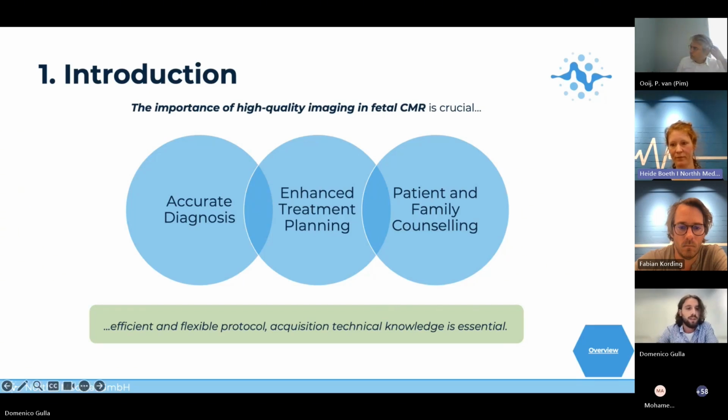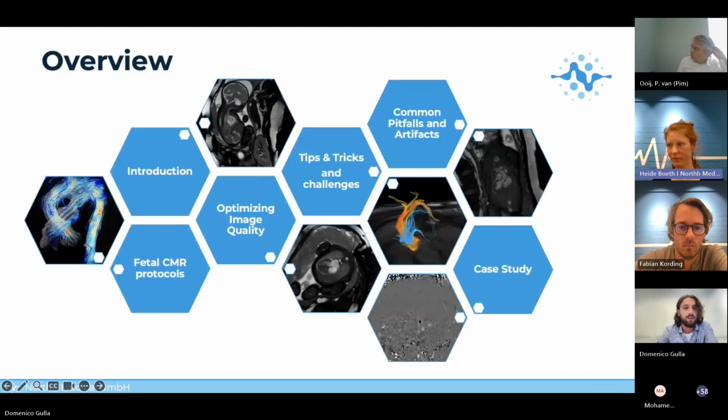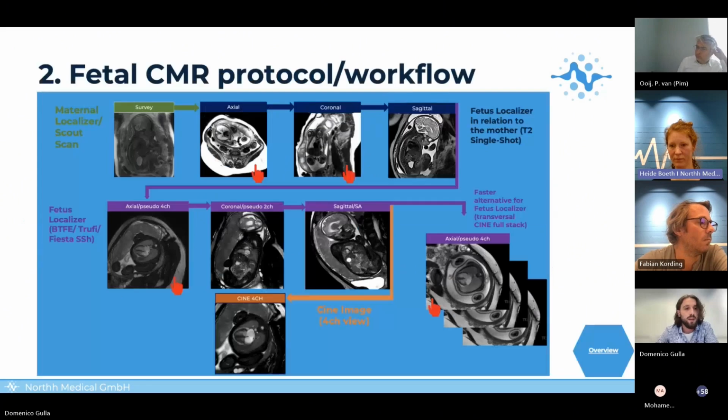Jumping back to the overview, let's go to the fetal cardiac MRI protocols. And here I tried to draw a schematic view of a classic fetal cardiac MRI acquisition protocol. And you can see from the beginning how to scan the fetal cardiac MRI, from the maternal localizer, and then going to the fetus localizer in relation to the mother using the T2 single shot, and then the fetus localizer using balanced single shot sequences, and also how to get a faster alternative for the fetus localizer using a transversal cine pulse stack. And in this case, then you can get your proper cine images.